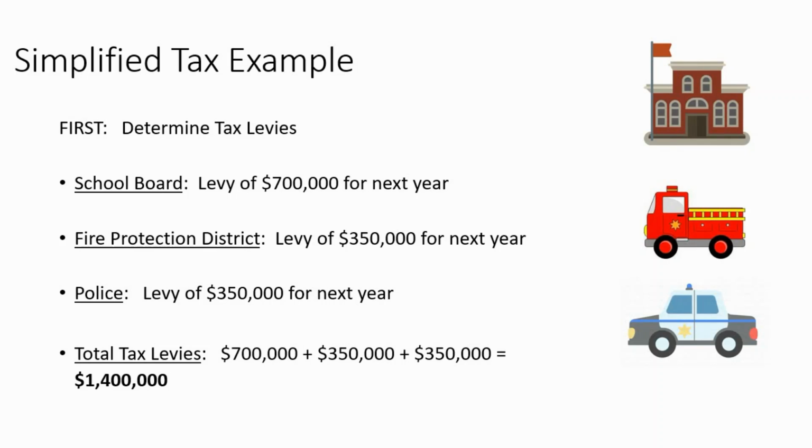So let's just say the school board determines a levy that they need $700,000 next year. We know that, in real life, that is millions of dollars more, but right now we're just keeping it to 700 grand. Then the fire protection district, they need a levy of 350,000. And the police also need a levy of 350,000 for next year. So the total tax levies is 700 grand plus 350 plus 350, $1.4 million.